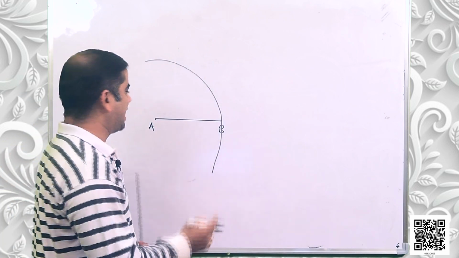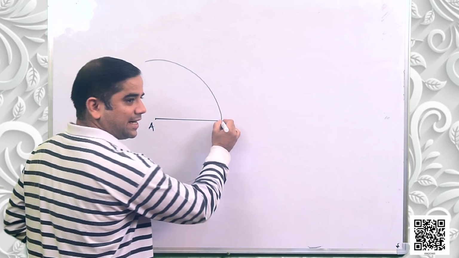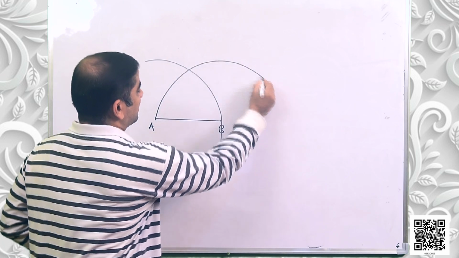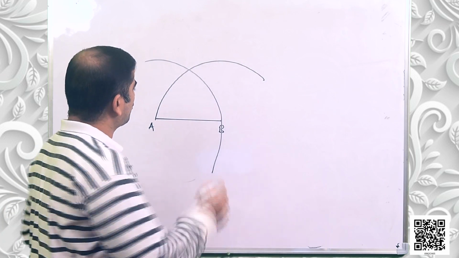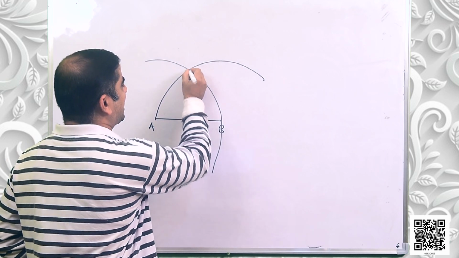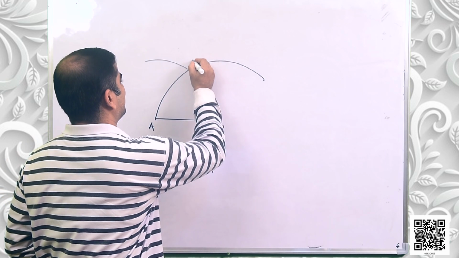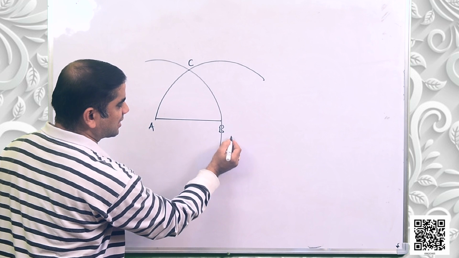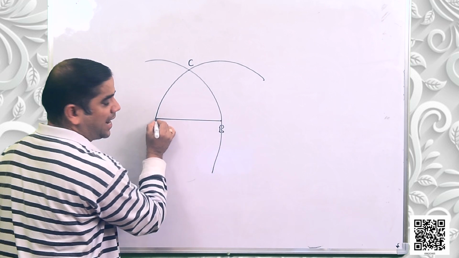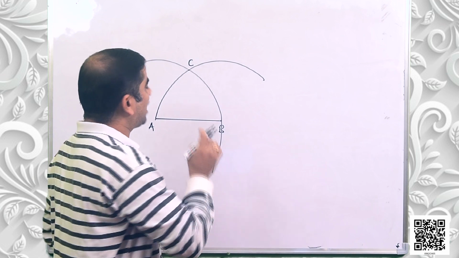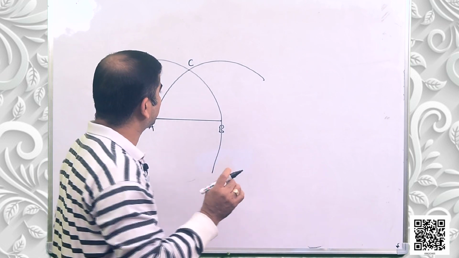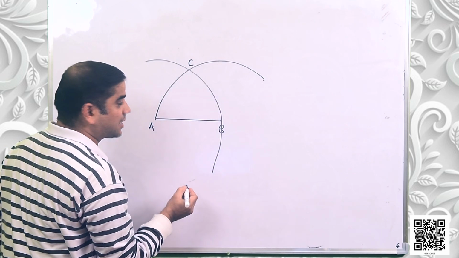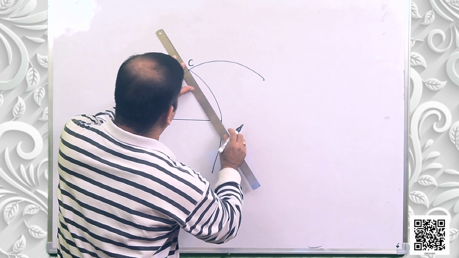Again, in the second instance, if I take B as the center and BA as the radius, I can construct another circle like this. What you can see is that they are intersecting at point C. Let that point be C. If this is the circle having B as the center and BA as the radius, we know that the radii of a circle are equal in length. That means if this is the center and this is the circumference of the circle, this is another radius.